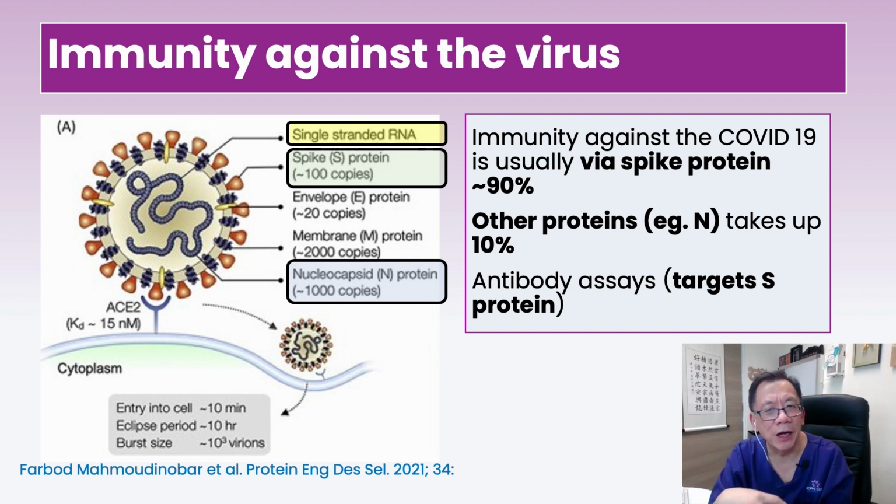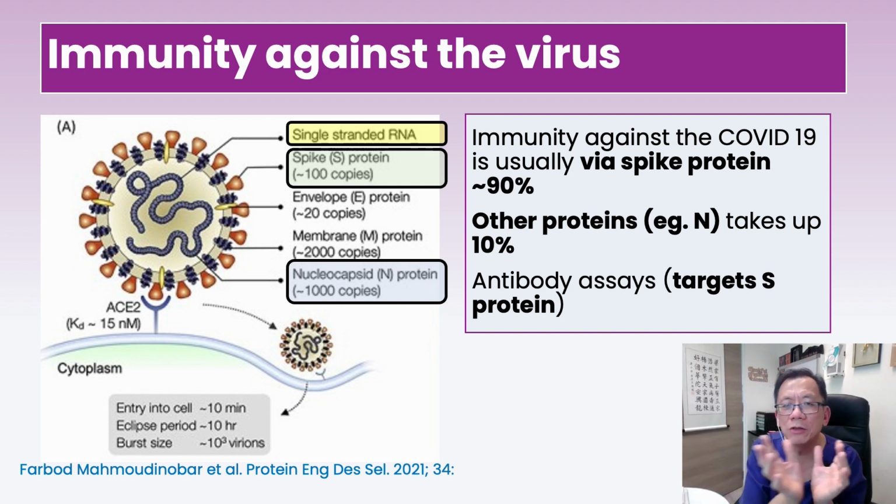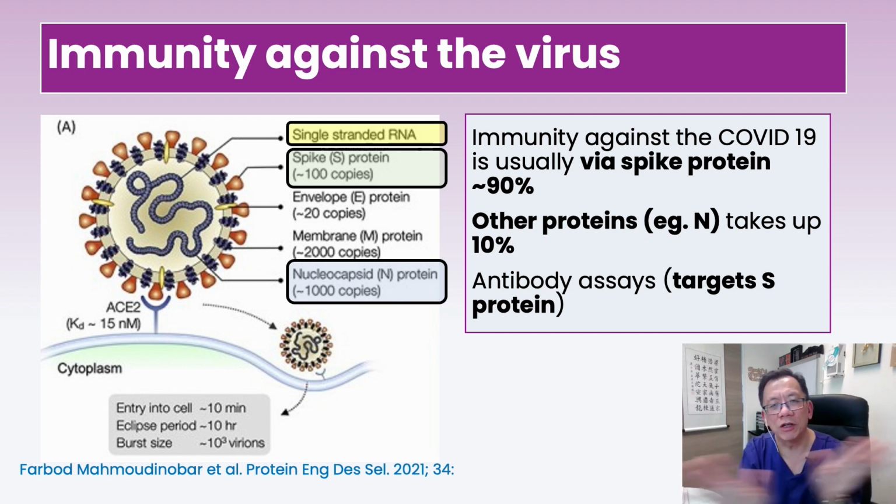And you can thus imagine all the assays which try to measure the immunity against the virus would actually target the S gene. They do not target the N gene, but the S gene. You can block the S gene, you can actually block the virus effectively.